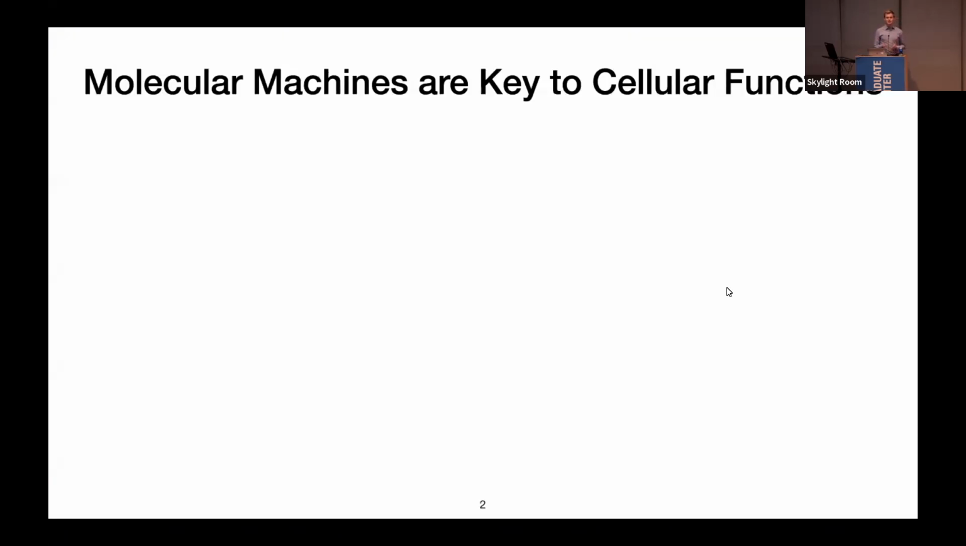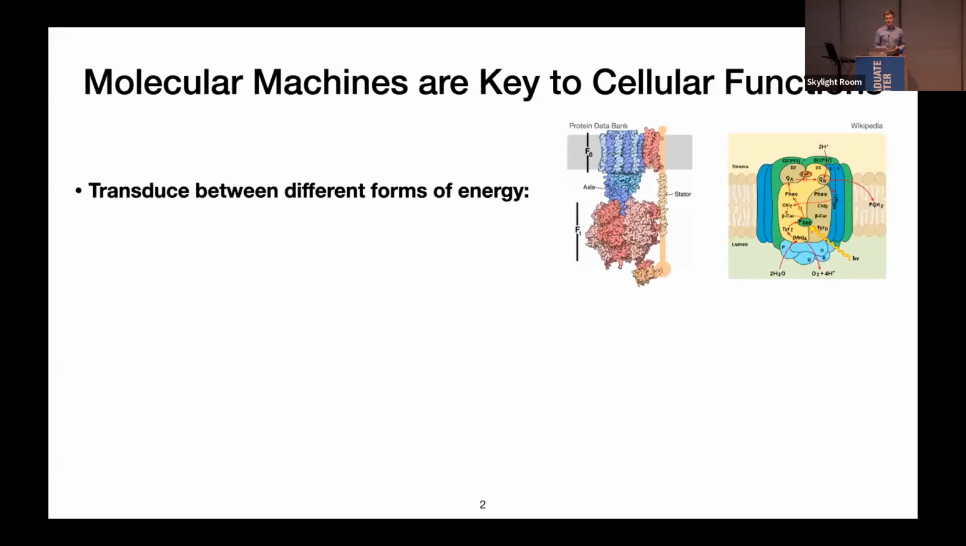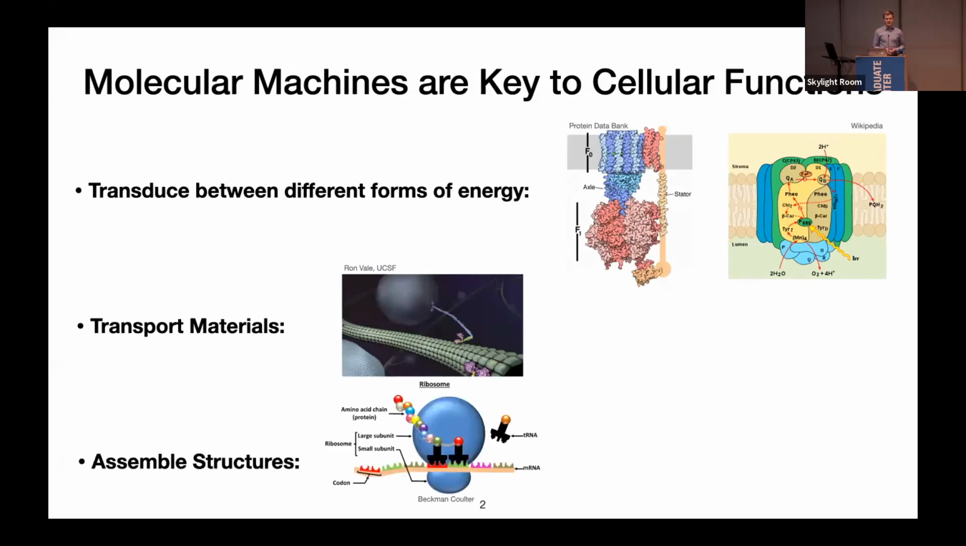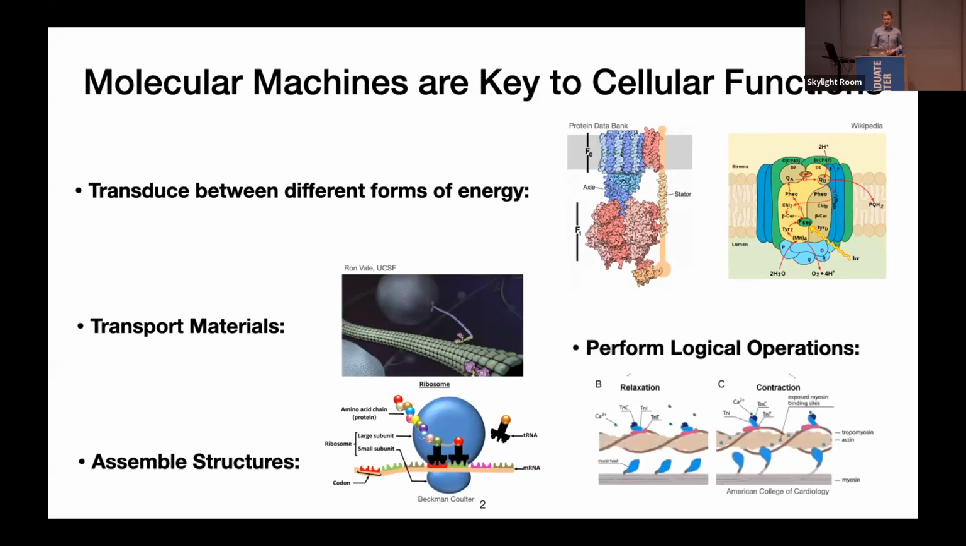So molecular machines are nanoscale protein structures, which are integral components of a whole host of different functions within the cells of every living organism on Earth. They transduce between different forms of energy, be it electrical, chemical, or mechanical. They transport materials within cells. They assemble complex structures like proteins and nucleic acids. And they can perform logical operations, which allow organisms to interact with their environments.